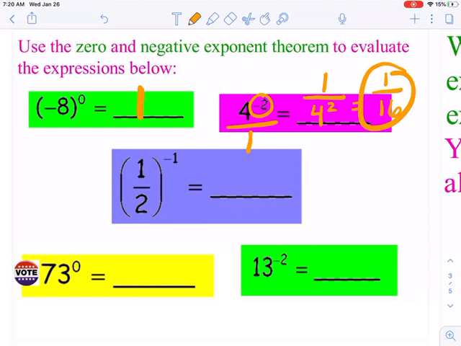We'll come back to the middle one. I want to talk about that in a second. 73 to the 0, hopefully everyone's saying again, 1. That's a nice one. 13 to the negative second, again, we can't evaluate as is.